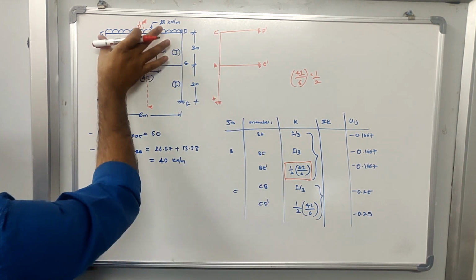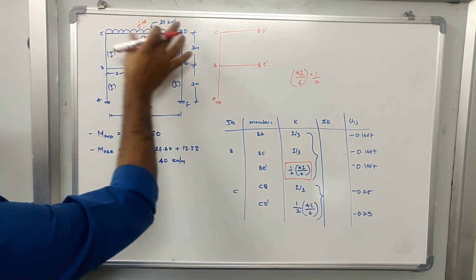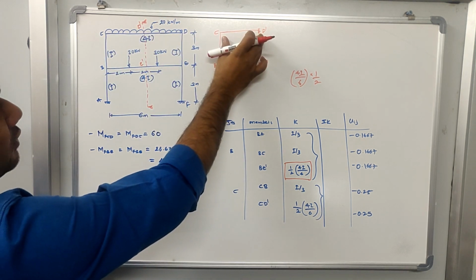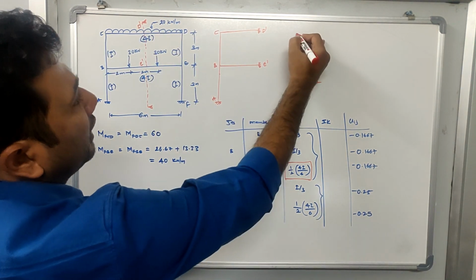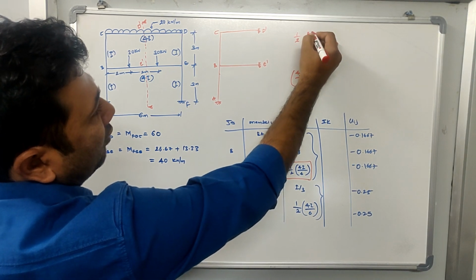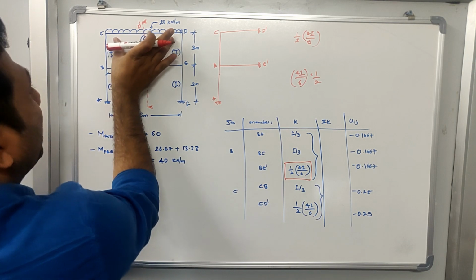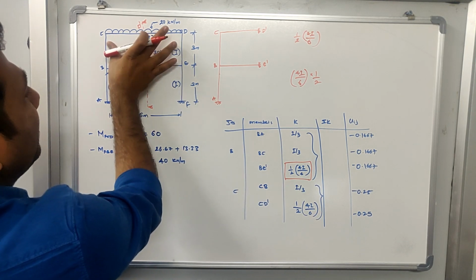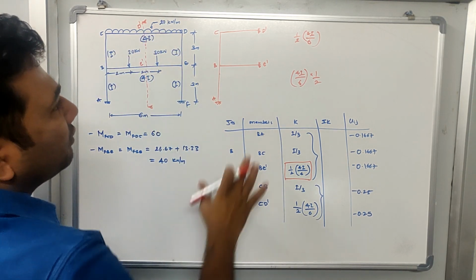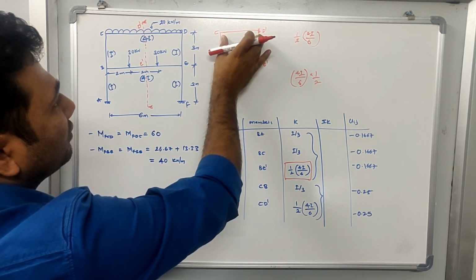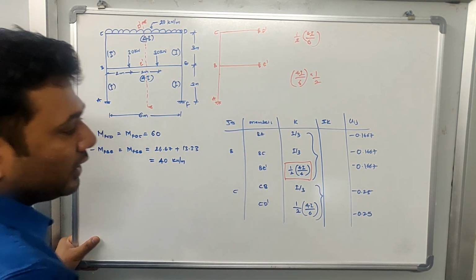Okay, now going to member CD. We need to calculate how much is the stiffness of CD dash. For this, again we'll do half of 4I divided by 6. Okay, so what is the I value of CD? It is 4I divided by 6 multiplied by half, which will give you the stiffness value of CD dash. So we have calculated CD dash.